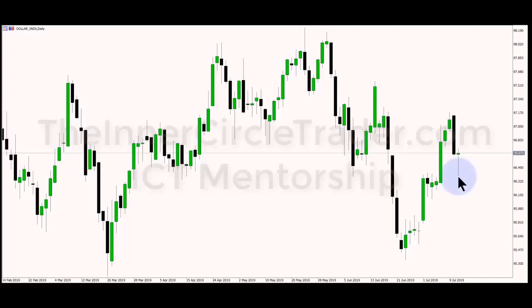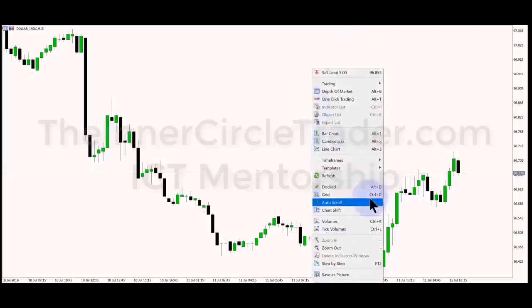For instance, if we think that the dollar index is going to be bullish at this price point, that would be a sell scenario for euro and cable. So let's go over to a 15-minute chart, and we'll add some details.